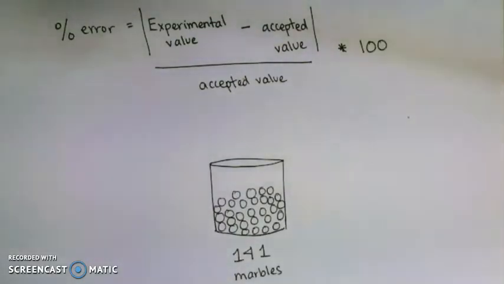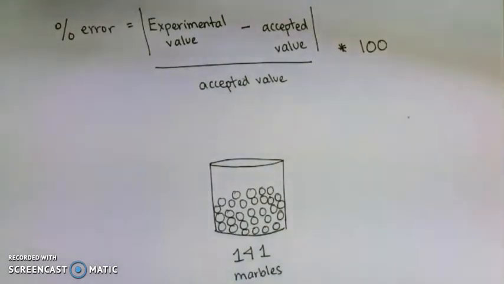Percentage error, we know the formula is experimental value minus the accepted value divided by the accepted value times 100. Whenever we are talking about a percentage error that is too high or too low, we are going to be using a positive or a negative sign.